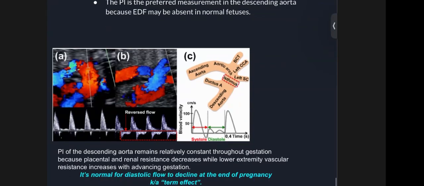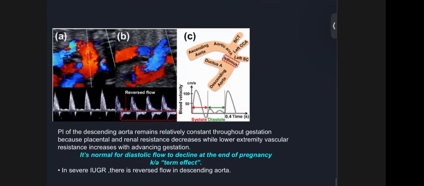This is how our waveform is. You can see the PI of the descending aorta remains relatively constant throughout gestation because placental and renal resistance decreases while lower extremity vascular resistance increases with advancing gestation. It's normal for diastolic flow to decline at the end of pregnancy, known as the term effect.